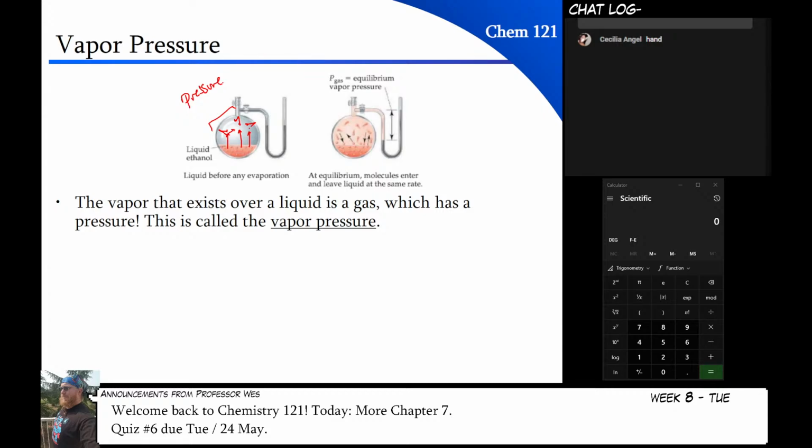Now, what does this mean? Well, if it has a pressure, we can assign it a value in atm or torr or whatever. And so we're going to call this vapor pressure. All liquids have a vapor pressure. The vapor pressure is simply how much force that particular liquid contributes from its vapor.